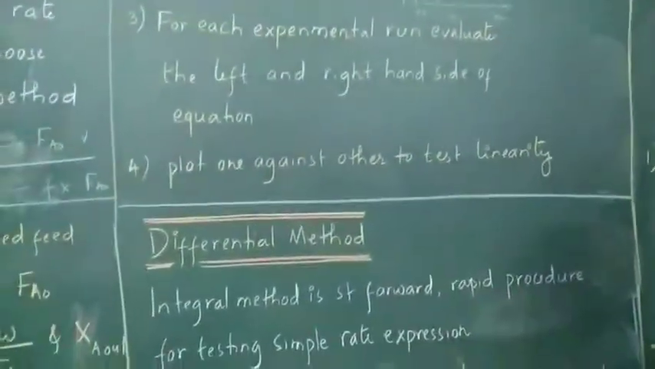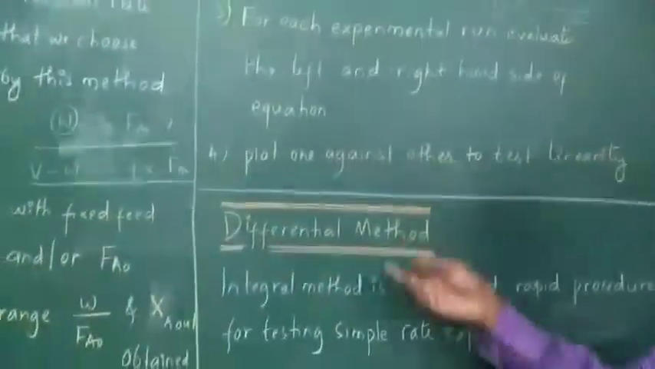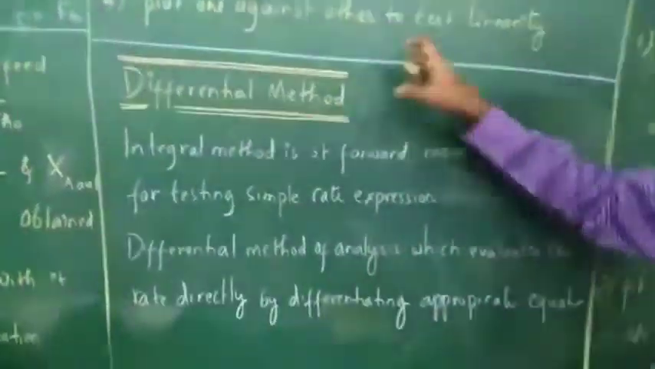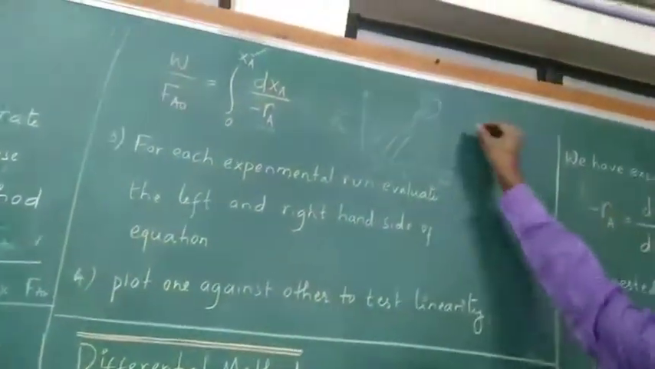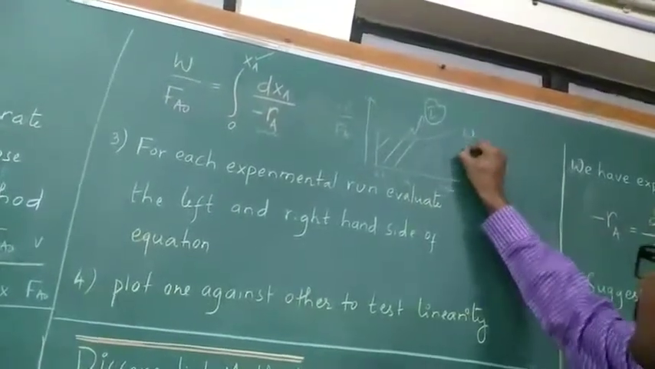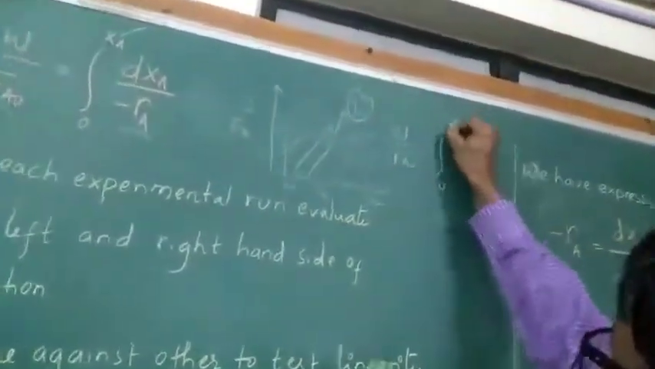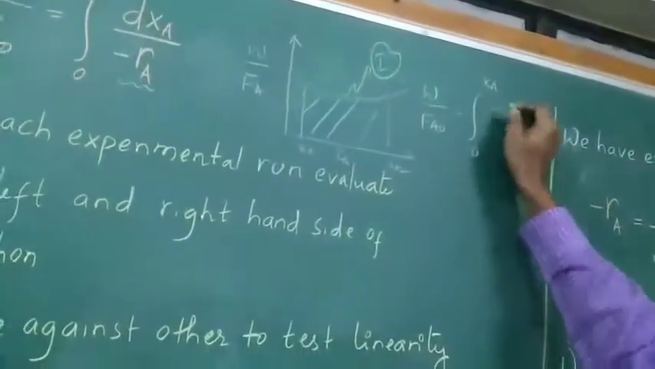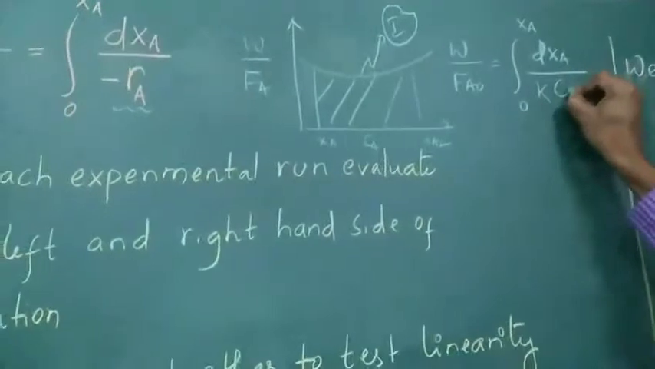So in the differential method, what happens? And in the integral method, what is happening? It is a straightforward method which is used directly to solve the equation. But the differential method is for when the rate equations are very complicated. Here the rate equations are very simple. So here W by FA naught. If it is first order, minus RA is KCA.